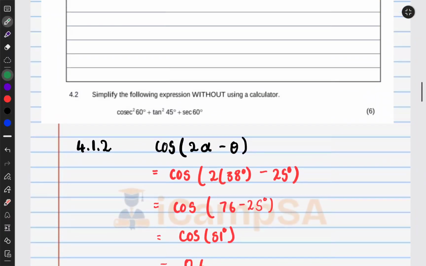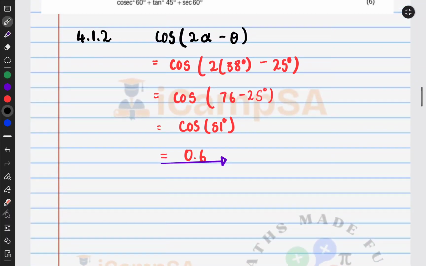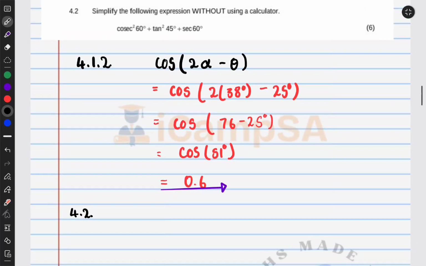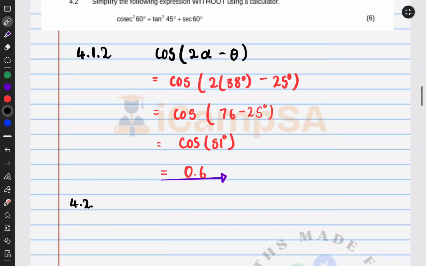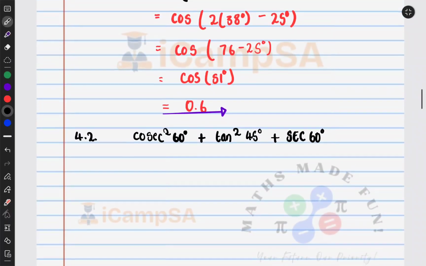4.2, we have to simplify the following expression without using a calculator. Okay, I might have to add a page for this one. So once they tell you to simplify an expression without using a calculator, just know that you're going to have to use your special angles. So we have cosec squared 60 degrees plus tan squared 45 degrees plus sec 60 degrees.